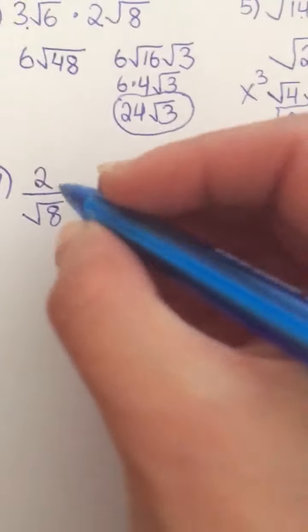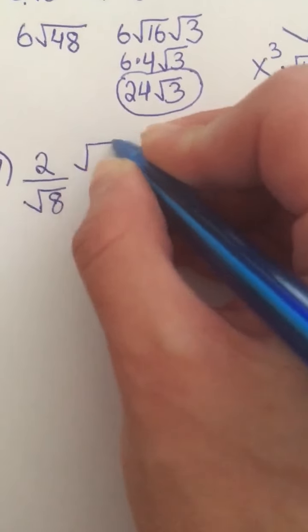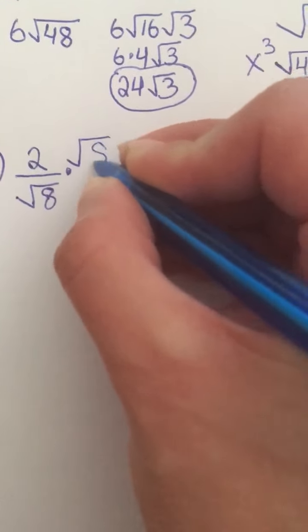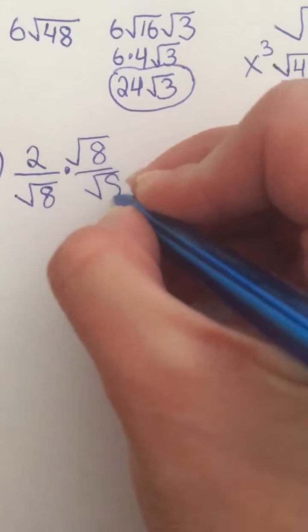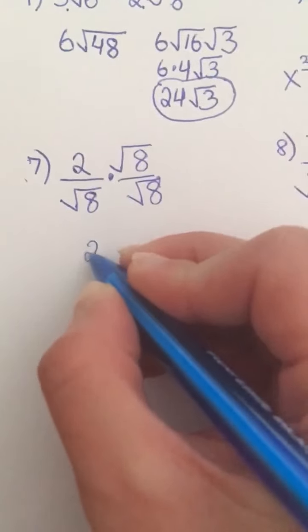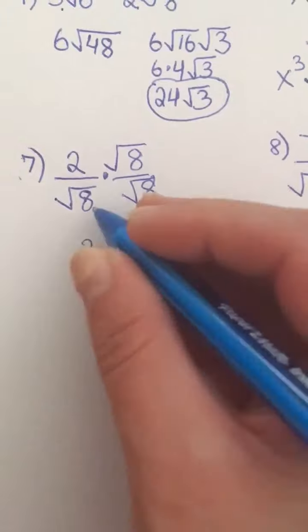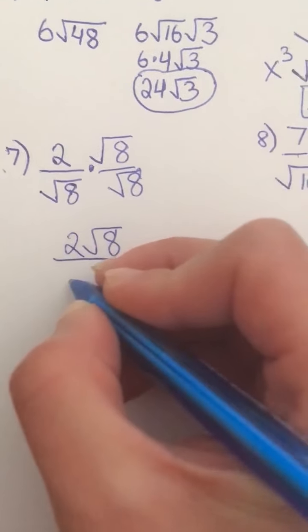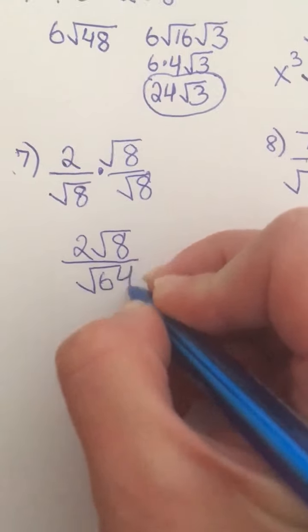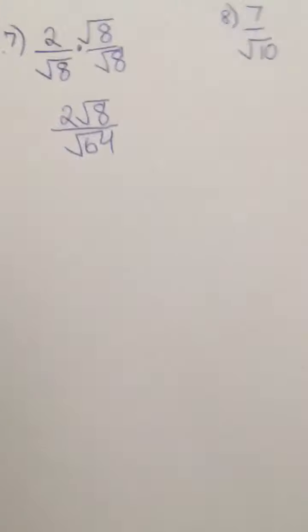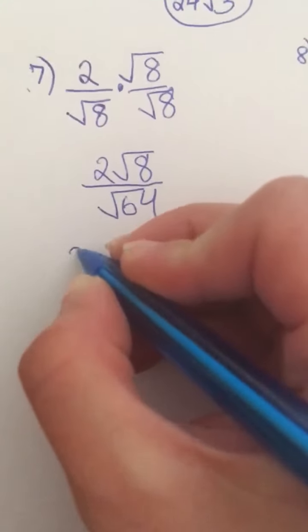So to undo the radical in the denominator, you're just going to multiply by it in the top and the bottom. So we're going to multiply, this is our strategy, multiply by radical 8 over radical 8. So that will give us 2 radical 8 in the top over the square root of 64. And then we'll simplify what we can.